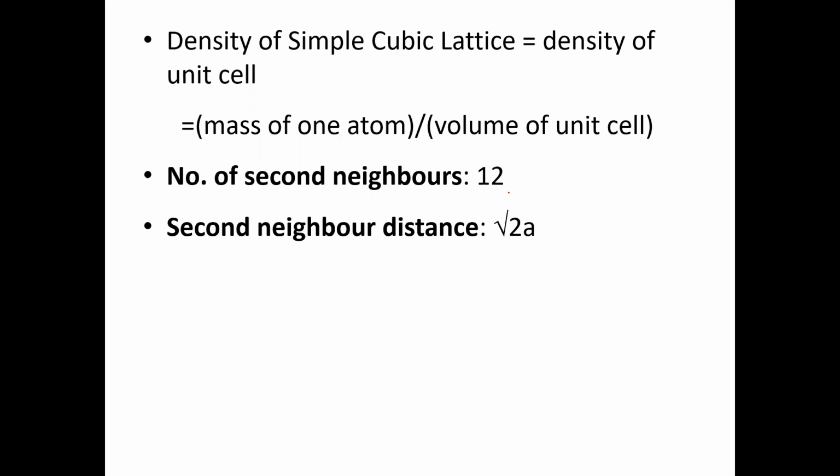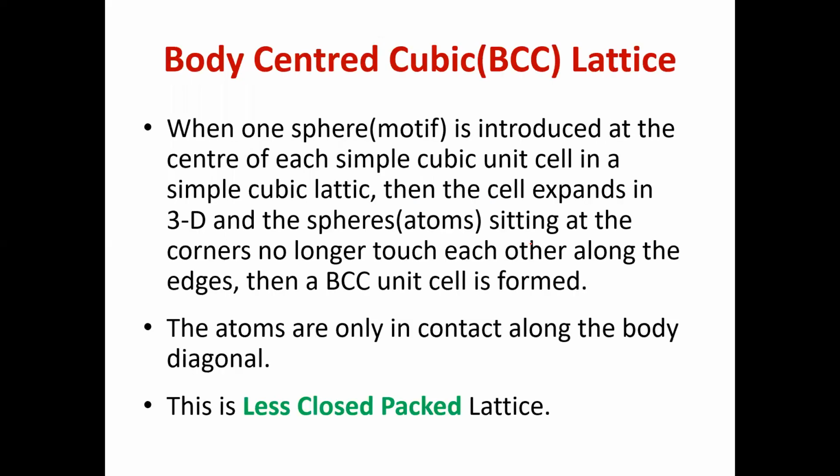Reasons are not known. We know how to find the density: mass of one atom divided by the volume of the unit cell, a cubed. And I told you that the number of second neighbors is 12 and the distance between them is root 2 a, and someday we shall try to locate all the second neighbors together. I asked you to conceptualize, to think about it.